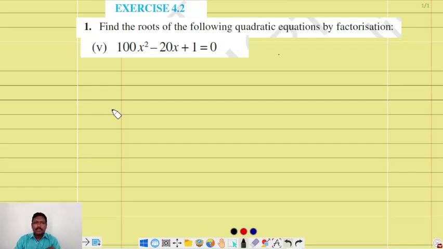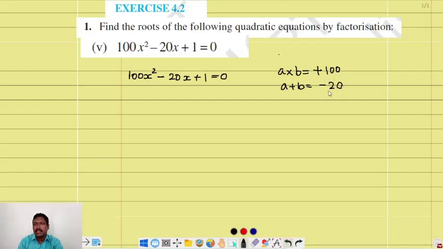Okay children, so let us do question number 5. This is also a perfect square. Using a minus b the whole square you can do, or otherwise by splitting the middle term like this, that is 100x squared minus 20x plus 1 is equal to 0. So here also we can write the product a into b. The product is equal to 100 into 1 will be plus 100, and a plus b, that is the sum is equal to minus 20.